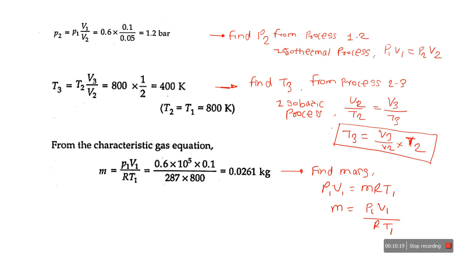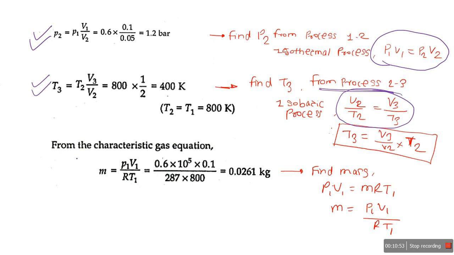Now see, process 1 to 2 is the isothermal process. We use the general gas equation, P1 V1 is equal to P2 V2. From that equation we can calculate P2 first, then we calculate T3. From process 2 to 3 we use the general gas equation again: V2 upon T2 is equal to V3 upon T3. From that we can calculate T3, and then the mass is very simple, PV is equal to mRT.